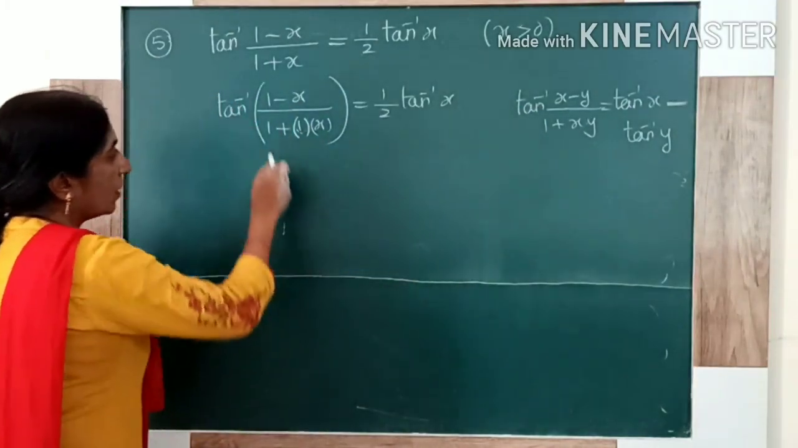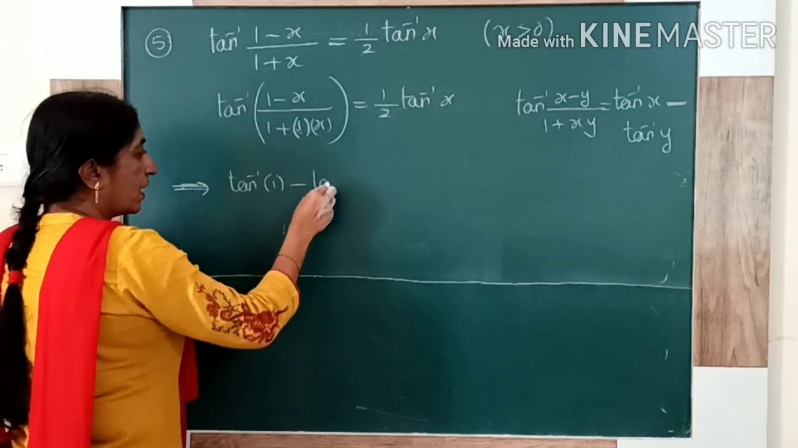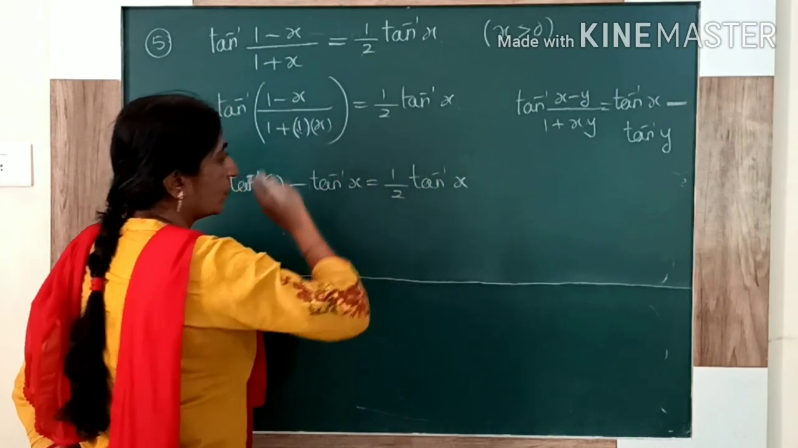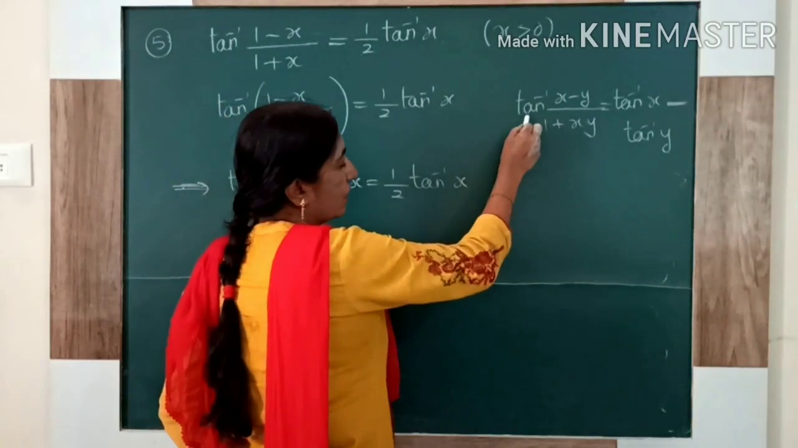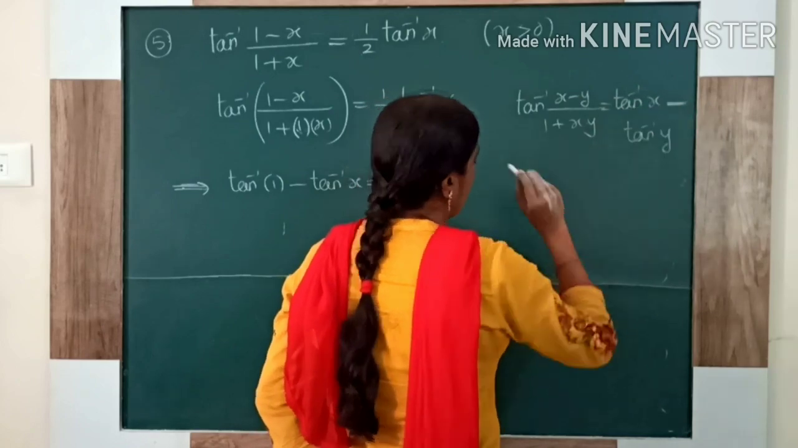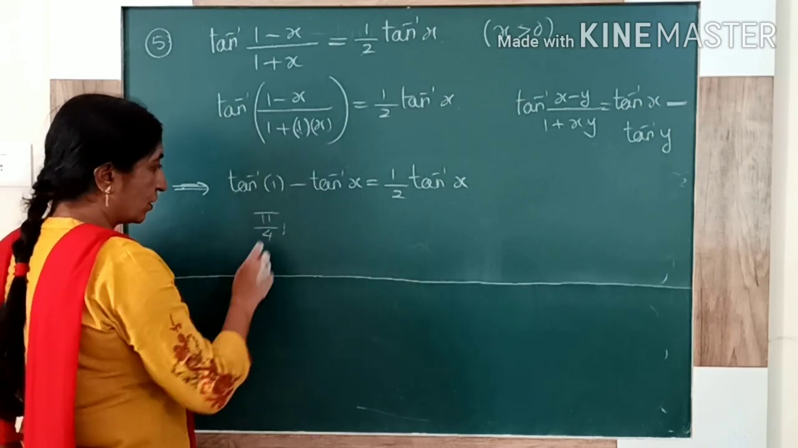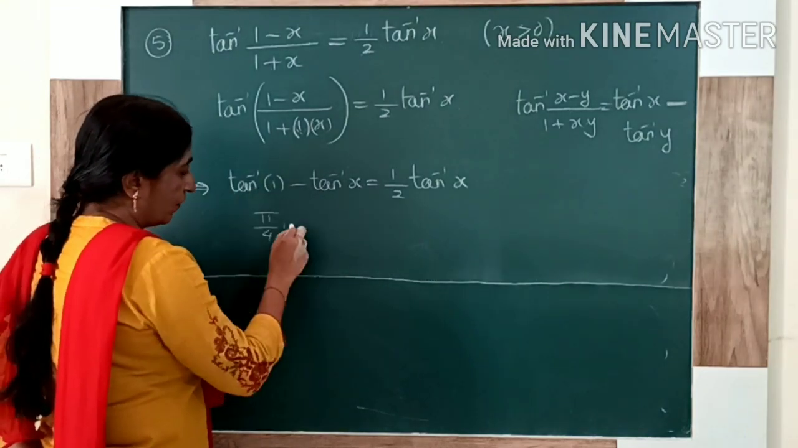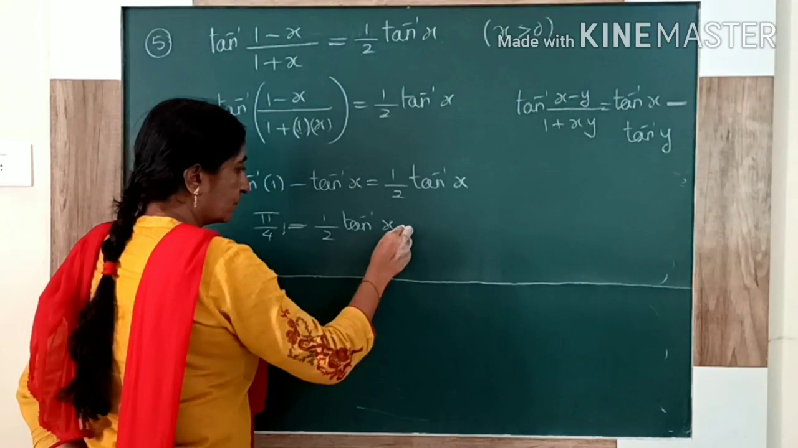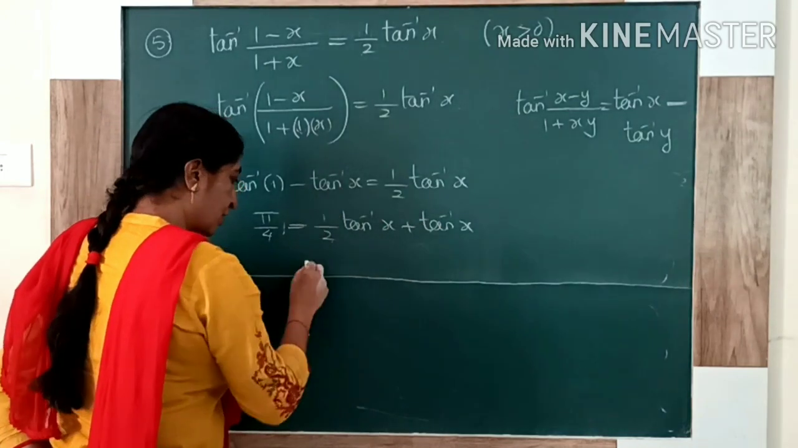Now if you apply the formula here, how do you write this? Tan inverse 1 minus tan inverse x is equal to 1 by 2 into tan inverse x. Here I am applying the formula, tan inverse (x minus y upon 1 plus xy) as tan inverse x minus tan inverse y. Now tan inverse 1 is pi by 4. All of you are thorough with these examples of how to find the value. Take minus tan inverse x on that side.